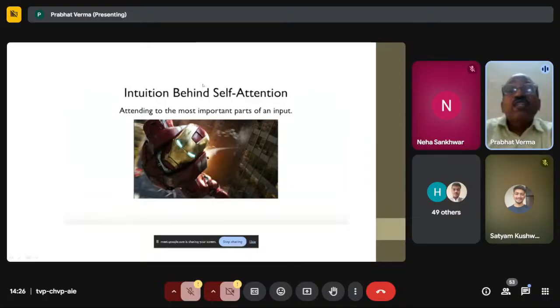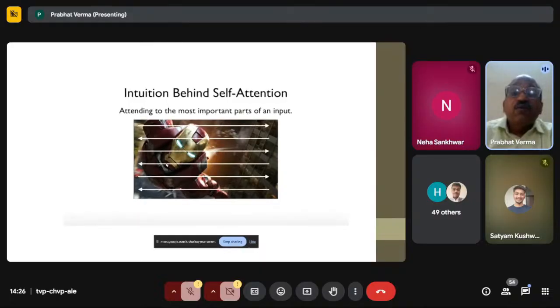Okay, so what is the intuition behind self-attention? Attending to the most important parts of an input. Suppose this is an image of Iron Man, and we want to find the most important part of this image. We can have two approaches. One approach is to scan the whole image sequentially, pixel by pixel. So this is sequential, sequence by sequence in nature.